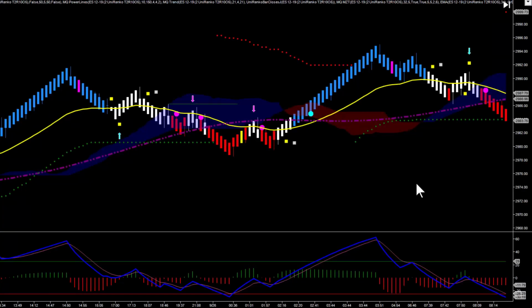Let's take a look at one of our favorite trade setups, and that's the Trend Reversal Breakout. And here's how that works. This is a chart of the ES this morning, and it was in an uptrend at this time, and then it moved to a downtrend.